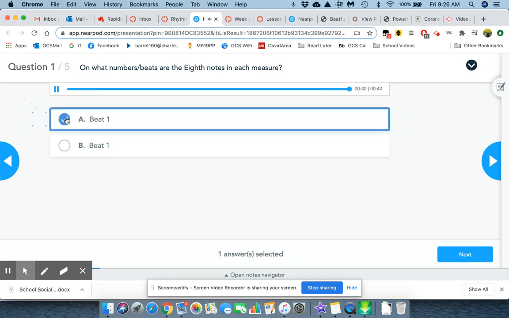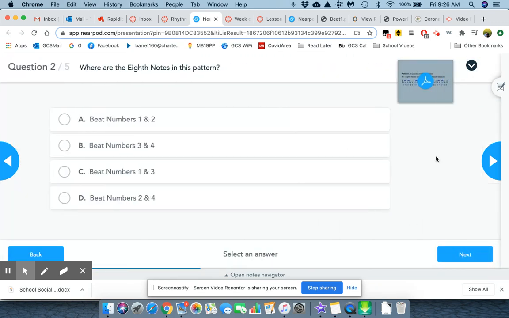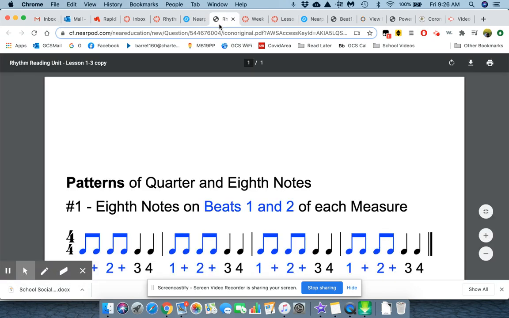So I'm going to click that. This is just to move on to the next question. That one really doesn't matter. So we want to know where the eighth notes happen in this music right here. Okay, so I'm going to open that music.